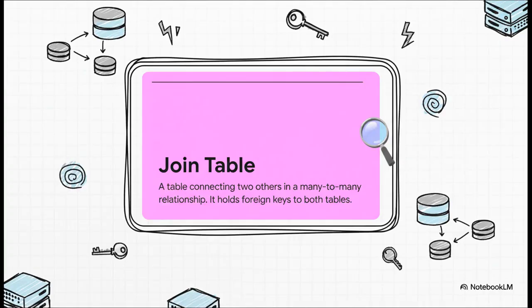Now, you can't solve this with just one foreign key. So how do you do it? Well, you need a middleman. And that's exactly what a join table is. Sometimes people call it a junction table. Its only job is to sit in the middle and connect the other two. It's basically a simple table that just holds pairs of foreign keys, creating a bridge between the two.